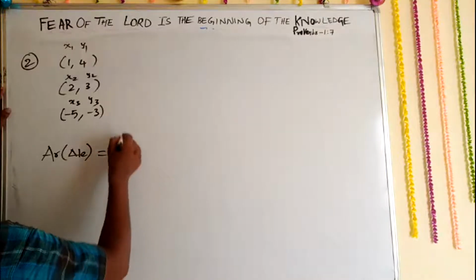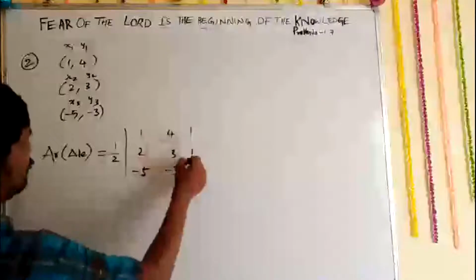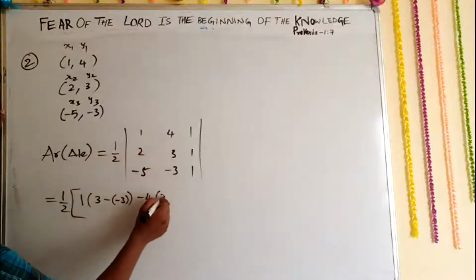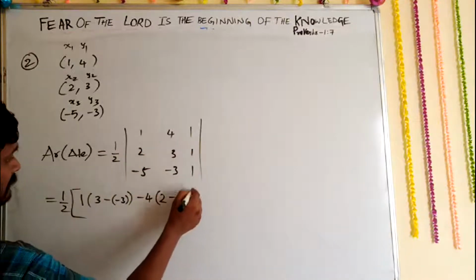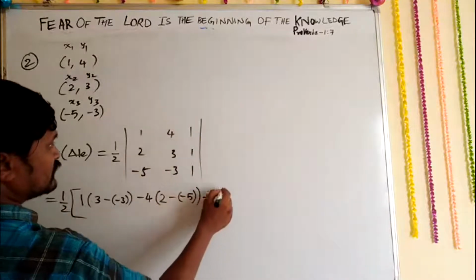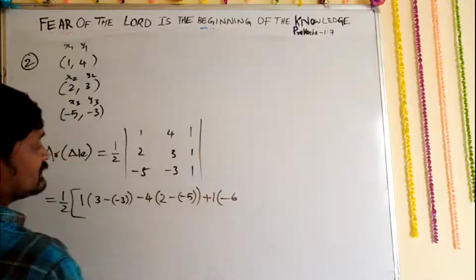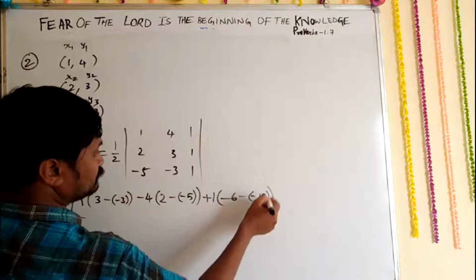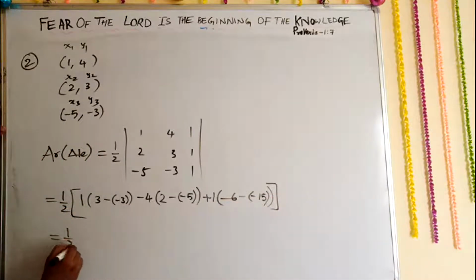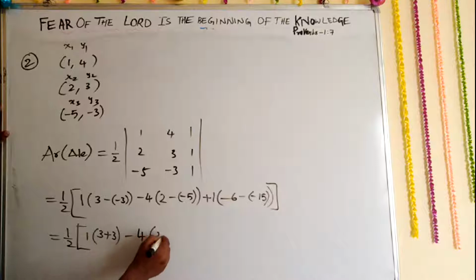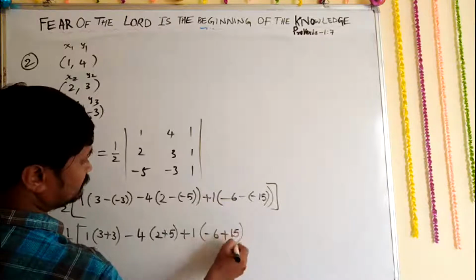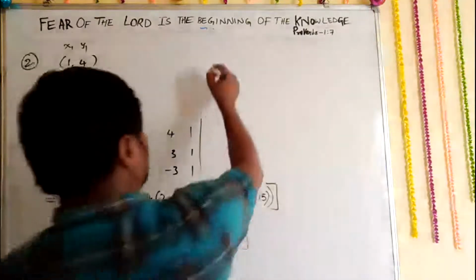Area of a triangle is equal to half determinant. So x1 now 1, 1 times 3 minus 3. Then minus 4 into 2 into 1, 2 minus 5 ones are minus 5. Then plus 1 into 2 into minus 3 minus 6, and then minus 5 into 3 minus 15. Okay, so that is equal to half of 1 into 3 plus 3, minus 4 into 2 plus 5, plus 1 into minus 6 plus 15. Let me check what answer you are going to get.